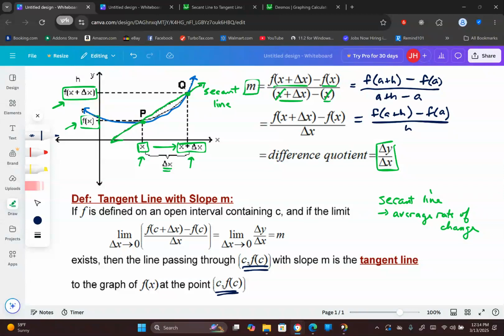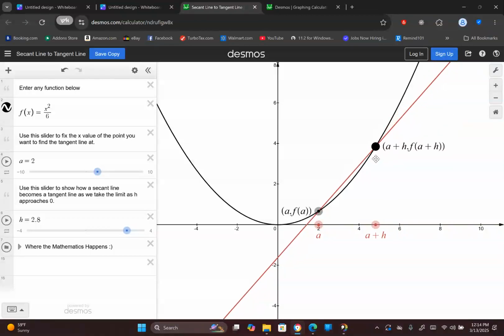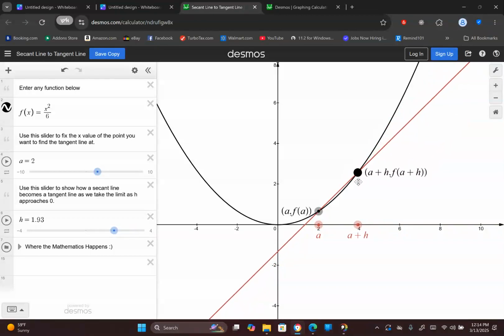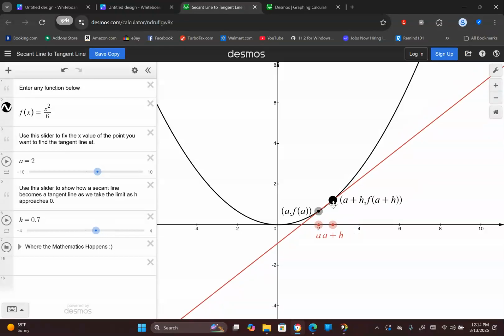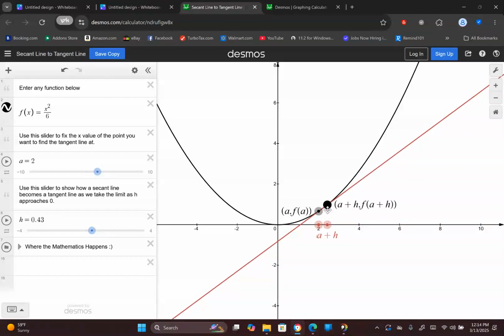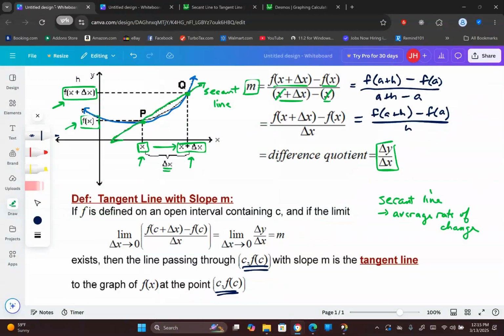Now, why do we have that graph on Desmos? Watch what happens if I let A stay put over here at x equals 2, and I start to make H smaller. I'm going to let H get smaller and smaller, and H is delta X, so H or delta X, they are both approaching 0. If I let H or delta X approach 0, tell me about my line. That line doesn't look like a secant line anymore. That line, to me, looks like a tangent line.